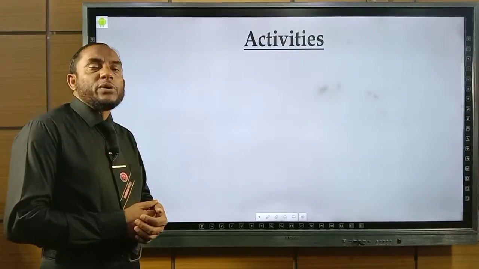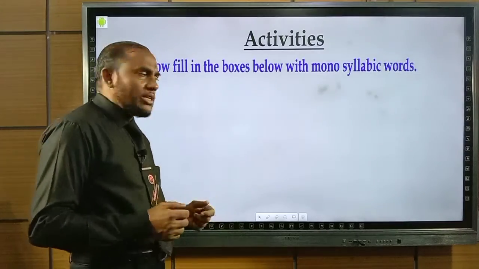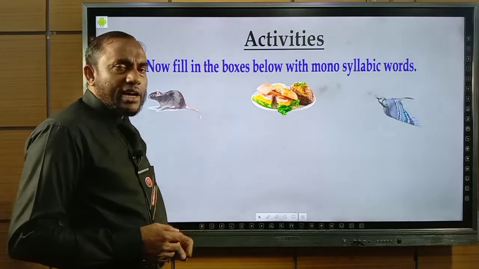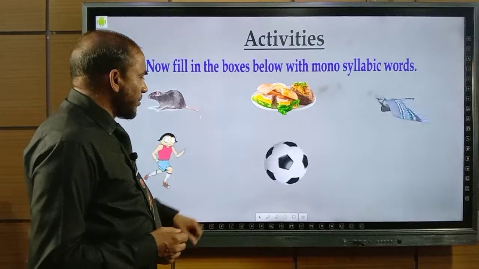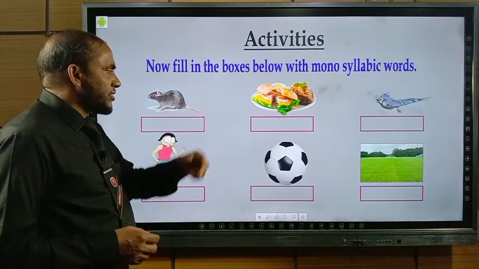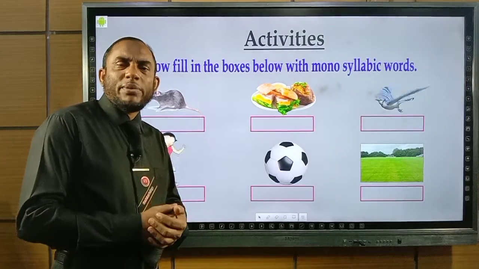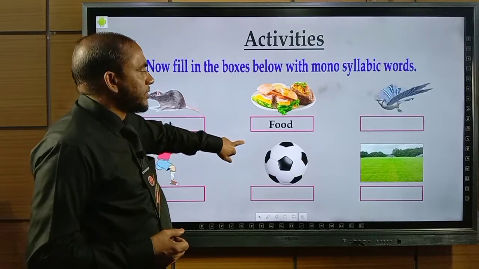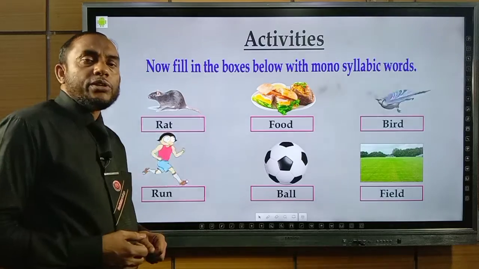Now there are some activities for you. Follow, dear students. Now fill in the boxes below with monosyllabic words. This is a picture you can see, that is another picture, and that is another one. You can see also a picture here, and another picture, and last of all another picture here. Now you can see some boxes below the pictures. You have to fill in the boxes with the monosyllabic words. This is rat, that is food, and that is bird, and run, then ball, and at last field.